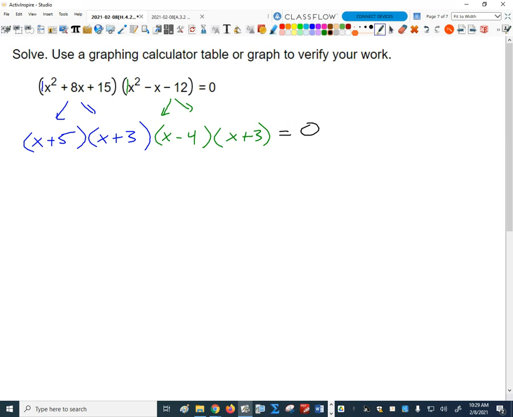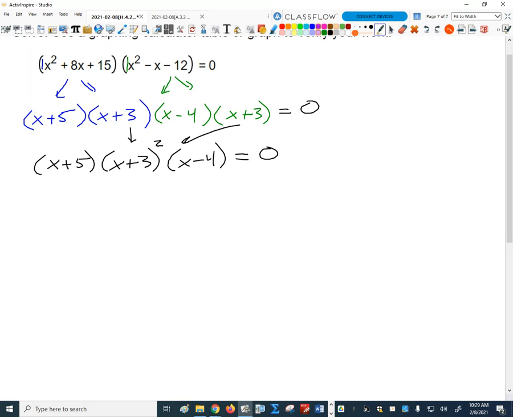Well, there is one moral to this story. Look, I've got an x plus 3 times an x plus 3, right? So I could rewrite this whole thing if I wanted to make it a little simpler as x plus 5 times x plus 3 squared, right? I've got an x plus 3 times an x plus 3 times an x minus 4 equals 0. So what are my solutions then? Well, what's going to be the 0 of that factor? -5, right? So either x equals -5 or these gave me the same solution, didn't they?